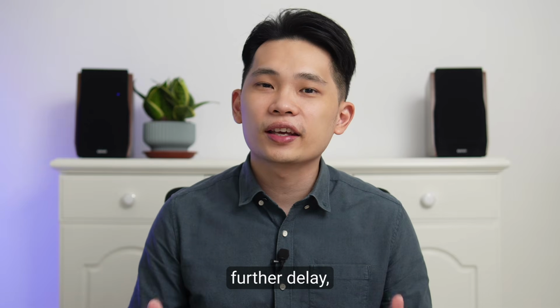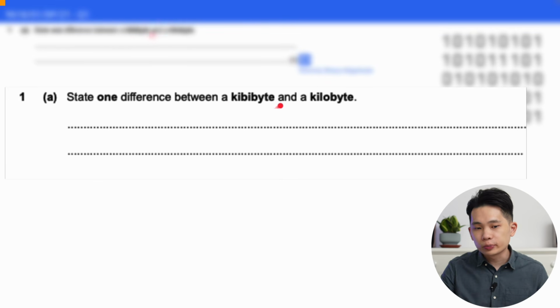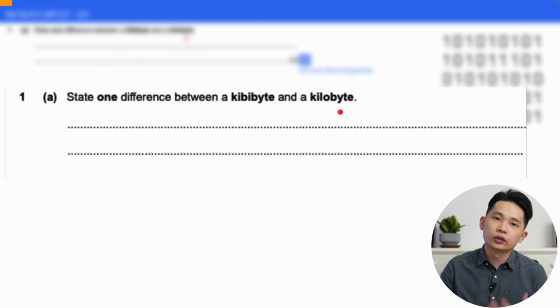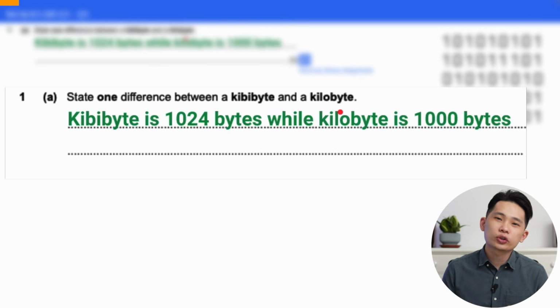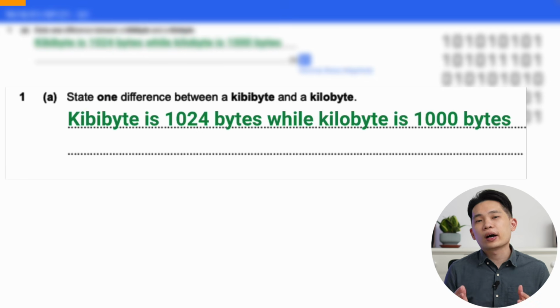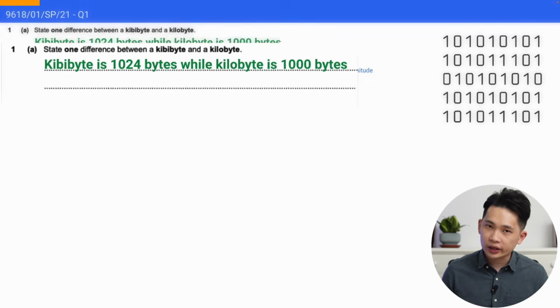Without further delay, let's look at question 1. State one difference between a kibibyte and a kilobyte. This is quite an easy question. We can just write a kibibyte is 1024 bytes while a kilobyte is 1000 bytes. Make sure you also know terms like megabyte, mebibyte and terabyte as well.